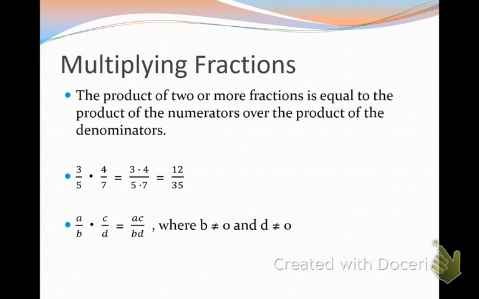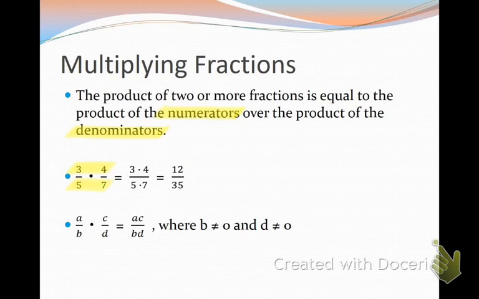Basically, the description to multiply fractions says this: the product of two or more fractions is equal to the product of the numerators over the product of the denominators. Simply put, you multiply the numerators together and you multiply the denominators together to get your answer. 3 times 4 is 12 and 5 times 7 is 35.